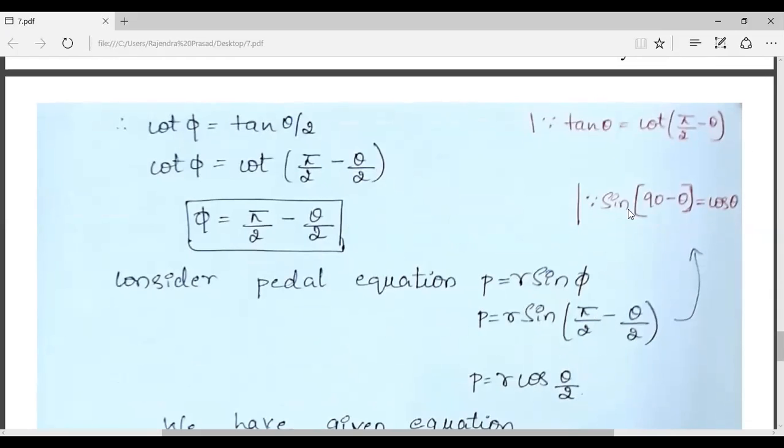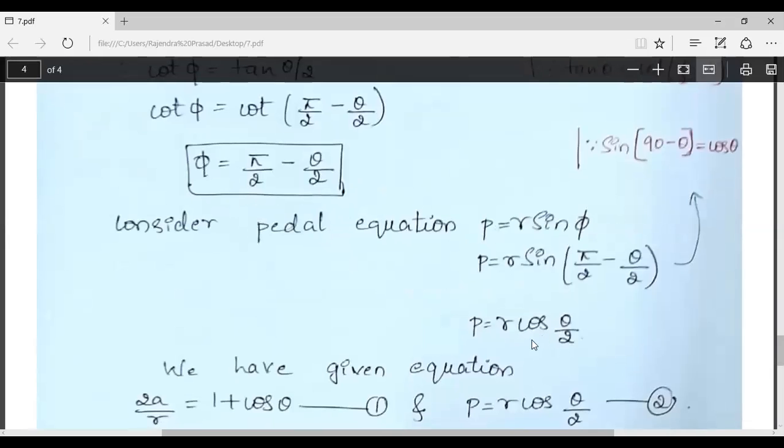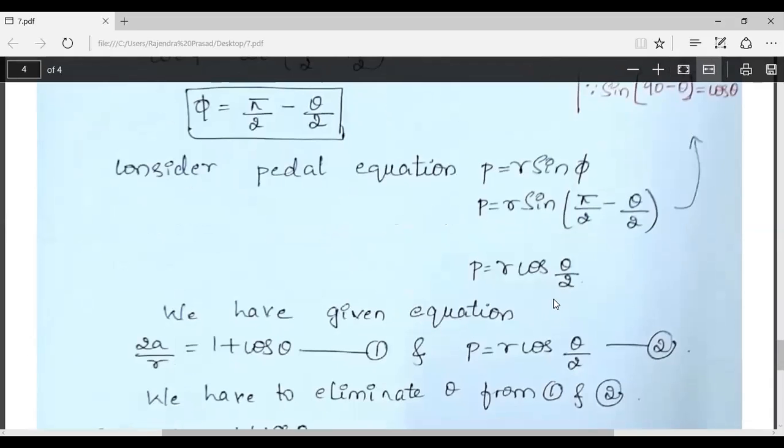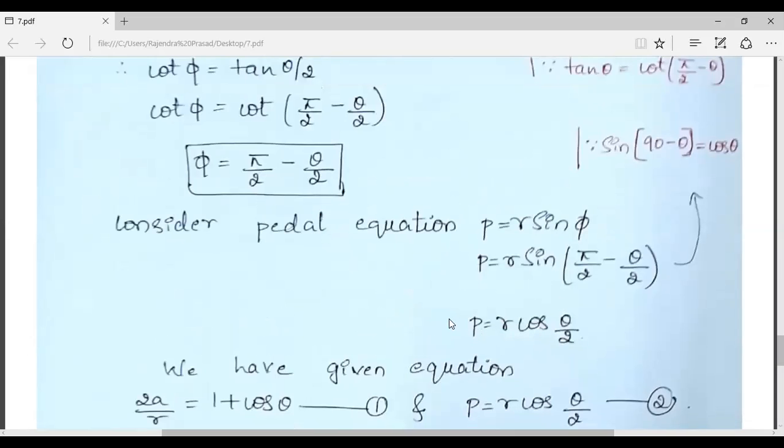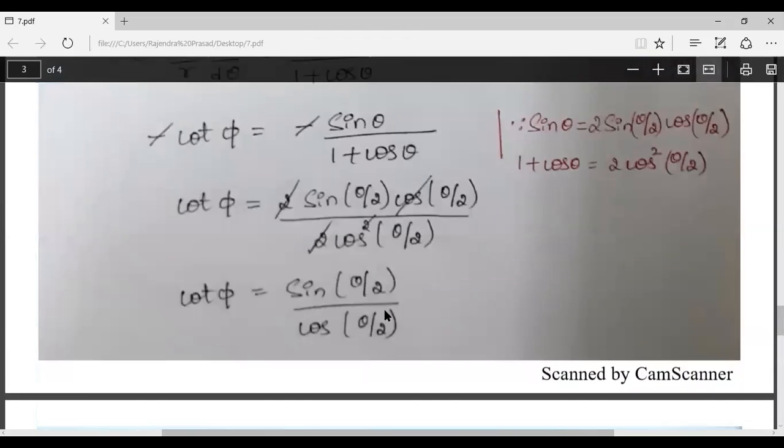We know that sin of pi by 2 minus theta is cos theta. So in place of theta, we have here theta by 2. Correct? Observe carefully: sin of pi by 2 minus theta is cos theta, so sin of pi by 2 minus theta by 2 is cos theta by 2. p is equal to r cos theta by 2. We have the given equation, right? So we consider the pedal equation, we get p is equal to r cos theta by 2. We have the given equation. So the first equation we shall consider, that is what?